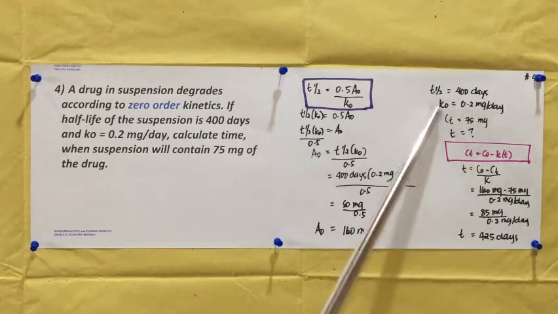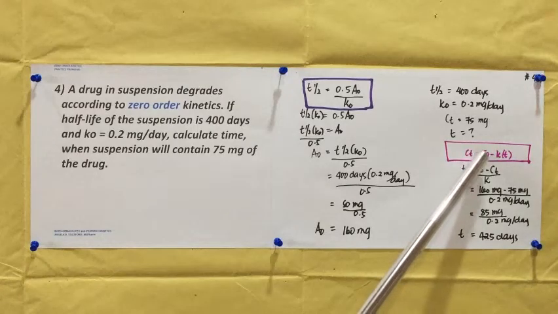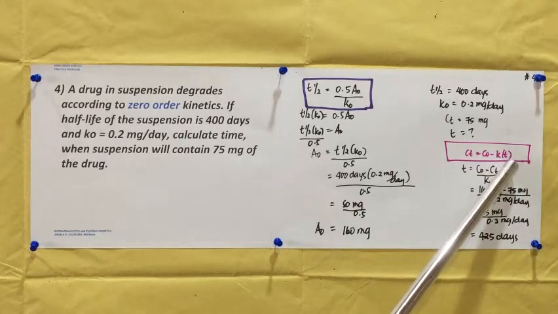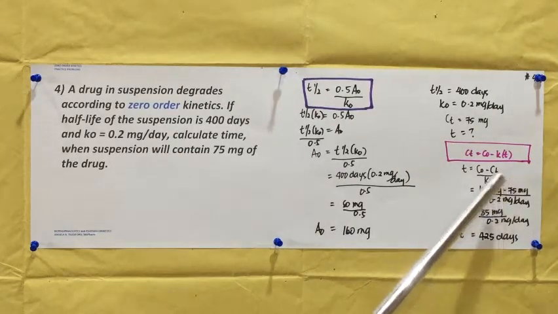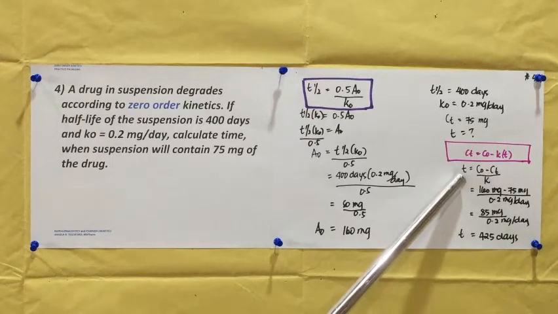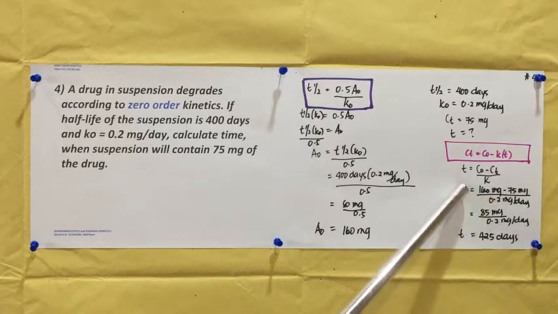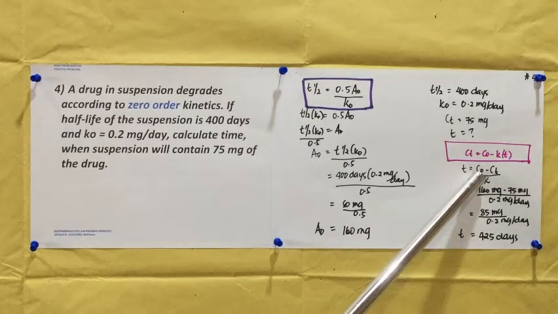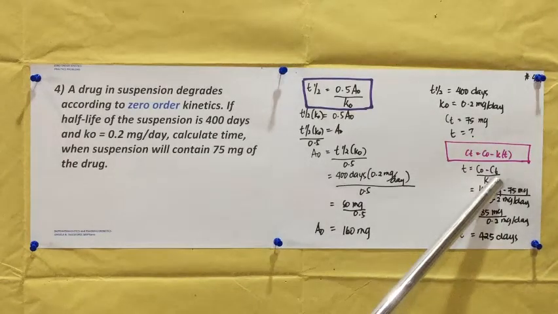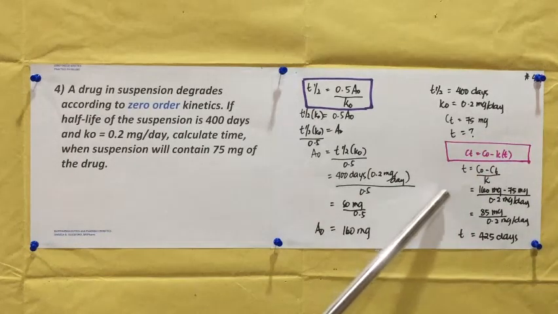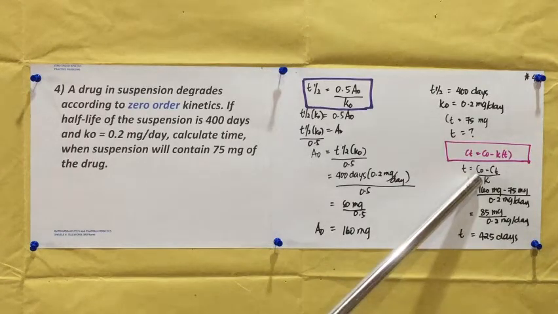If this is what we are looking for, we are going to use the formula CT is equivalent to CO minus KT. Now, let us try to know ano yung kulang at saka given. So, derive time. T is equivalent to CO minus CT over K. Ang CO is not given. CT is given, which is 75 milligrams, and the K, which is 0.2 milligrams. So, before we can proceed with this solution, we have to find out first the initial concentration.